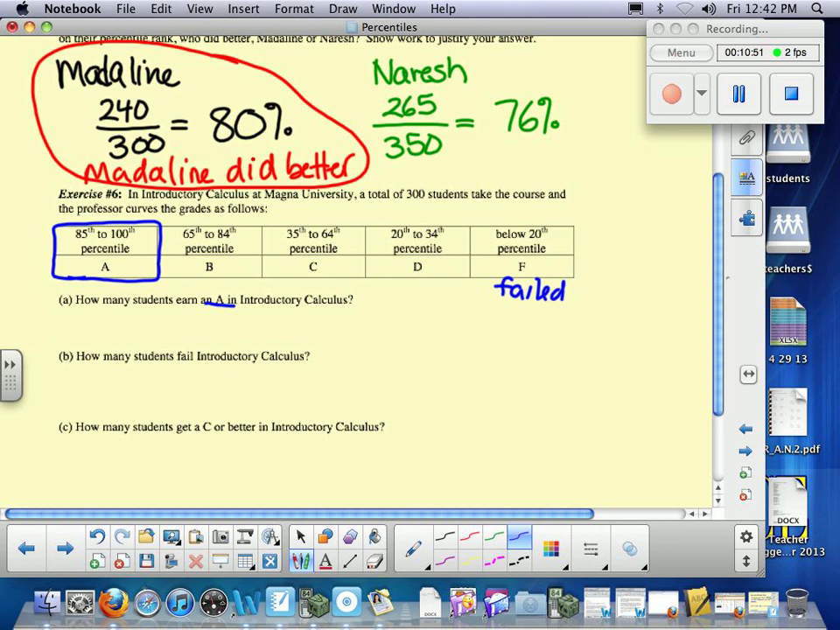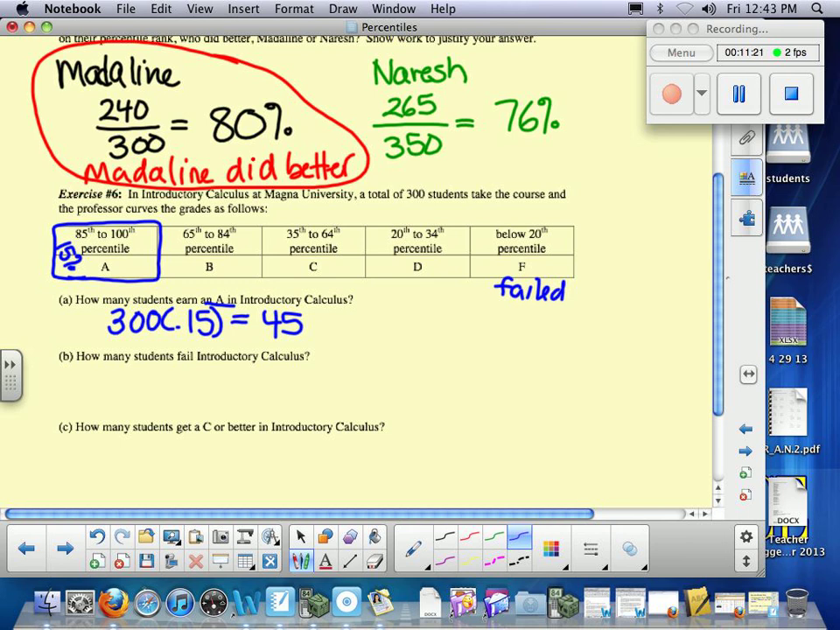What is 100 take away 15, or 85? So 15% of those 300 kids are going to get an A based on the professor's curve. So how many kids get an A? Yeah, only 45 students out of 300 are getting an A.